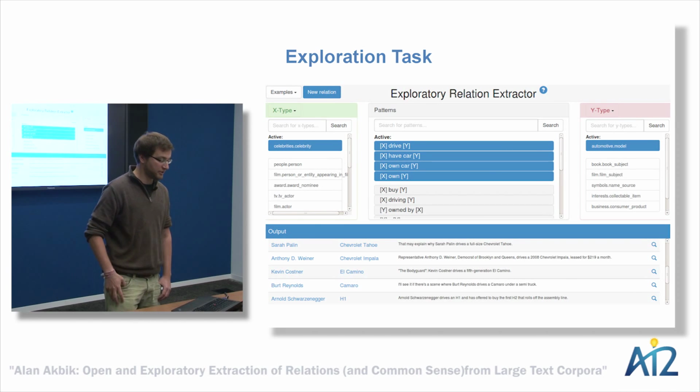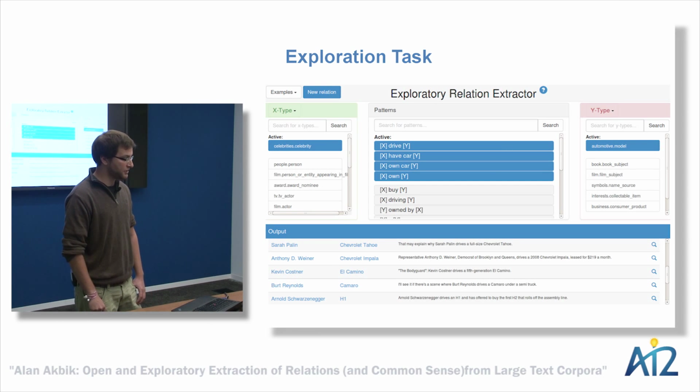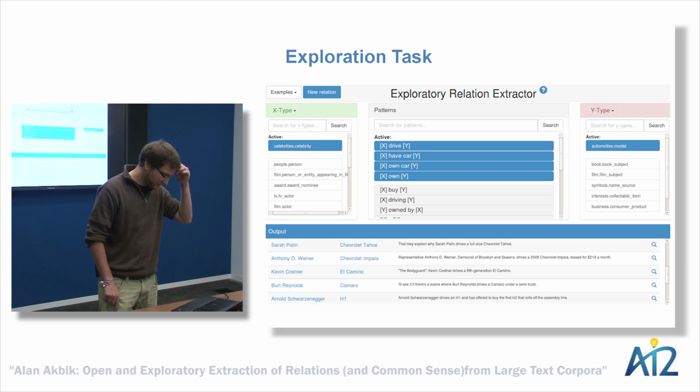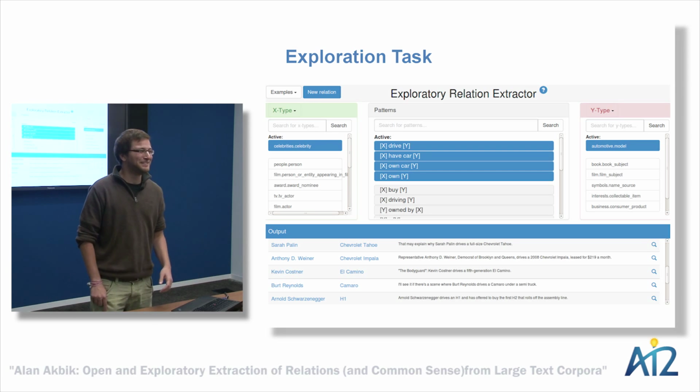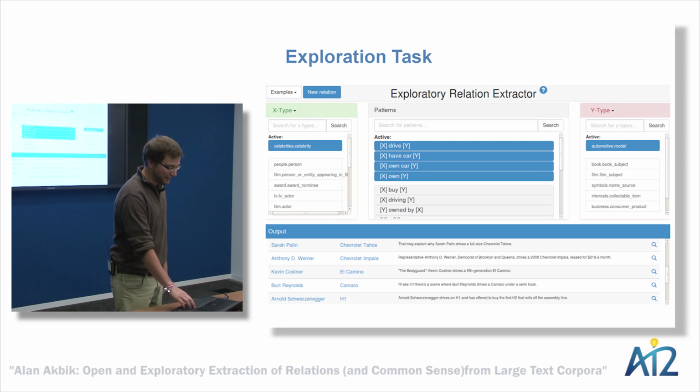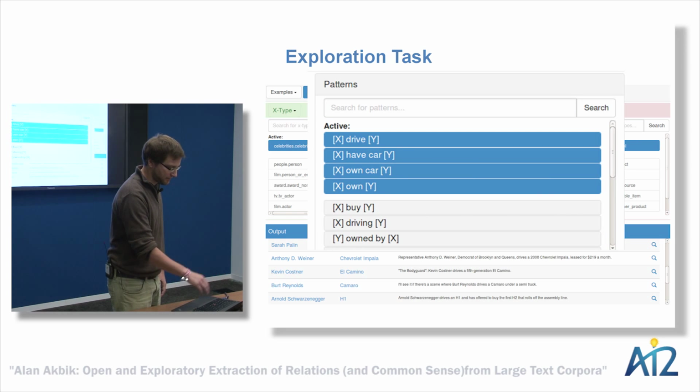The exploration task. So here's my favorite one. This is which celebrity drives which car. So Sarah Palin drives a Chevrolet, and I don't know, people drive different cars. So this is basically one that someone found, and people really like the exploration task actually. Right. So these are some patterns for the which celebrity drives which car relationship.